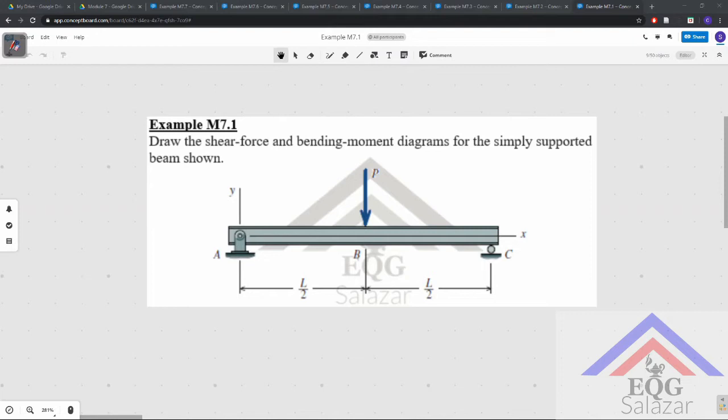Example M7.1, draw the shear force and bending moment diagrams for the simply supported beam shown. Okay, so first on the list, before we start to draw the shear force and bending moment diagrams, we have to determine the reactions at A and C of this simply supported beam.